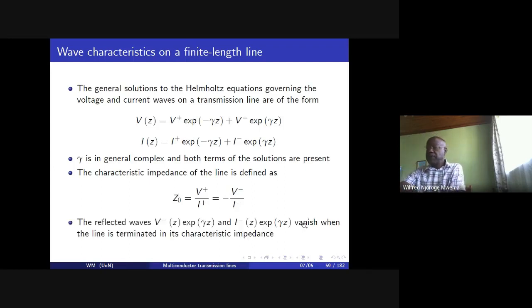So the reflected waves, V minus exponent of gamma z and I minus exponent of gamma z, will vanish when the line is terminated in its characteristic impedance. That is, we can have a short line, but we arrange that the load that is terminating that line be exactly equal to Z0. If it's exactly equal to Z0, then the wave that is propagating, or the incident wave on the line, will see the line as an infinite line. Okay?